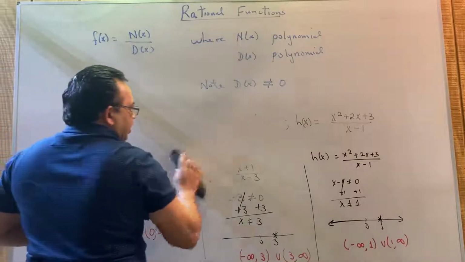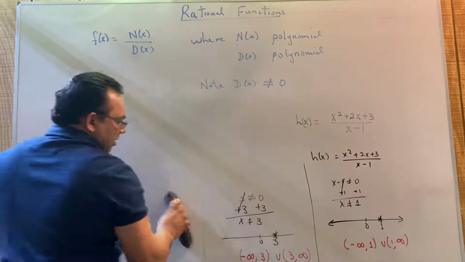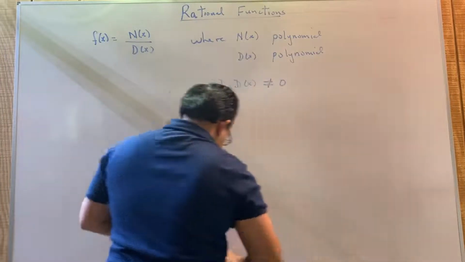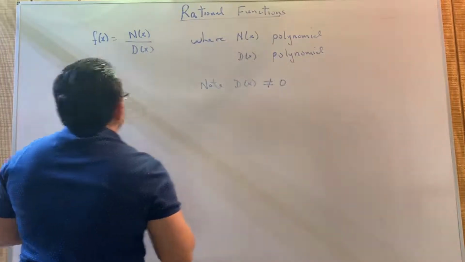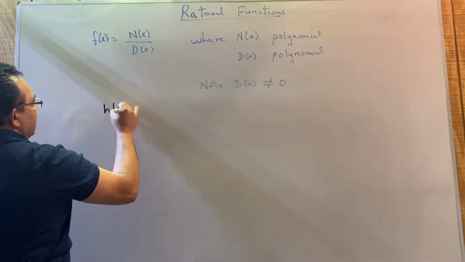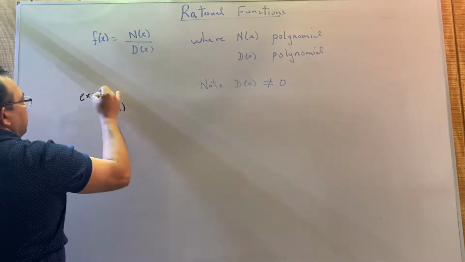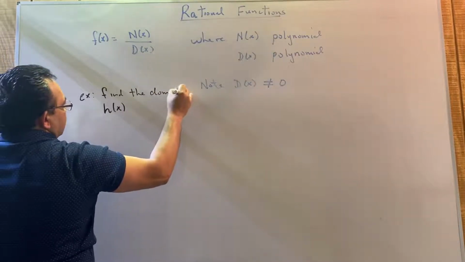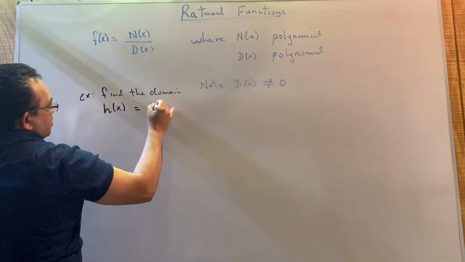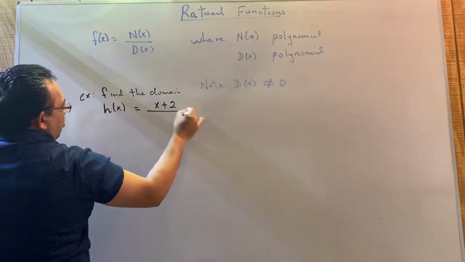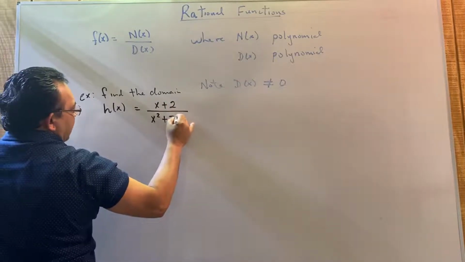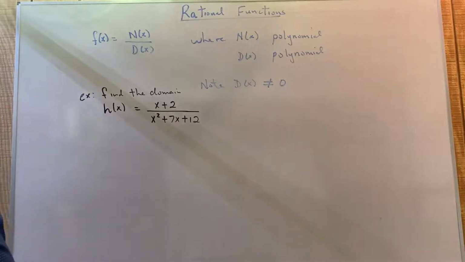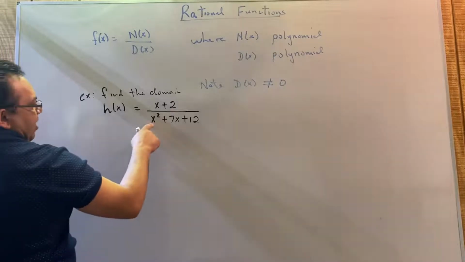Suppose I have a function where the denominator is quadratic. Okay? If I have the function h of x, so here's an example, find the domain, or state the domain. h of x is equal to x plus 2 over x squared plus 7x plus 12, let's say. Okay. Now keep in mind, denominators can never be 0.